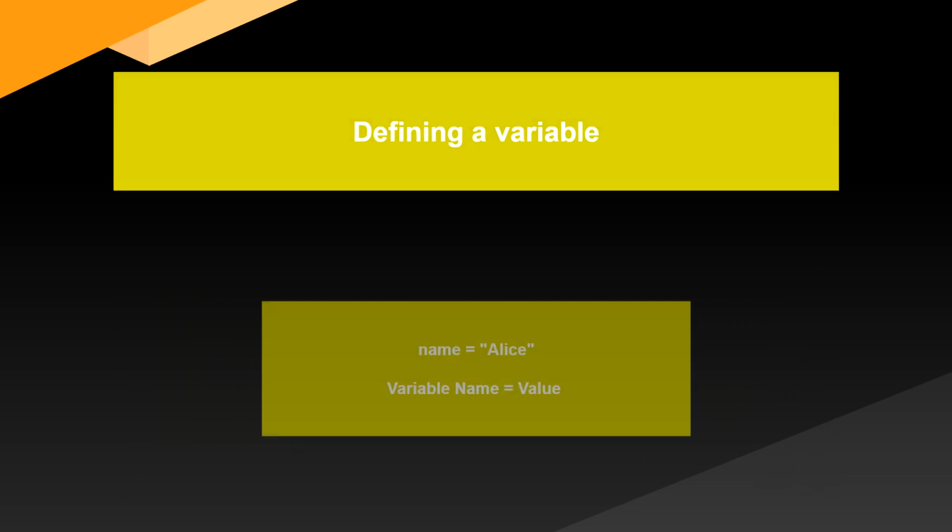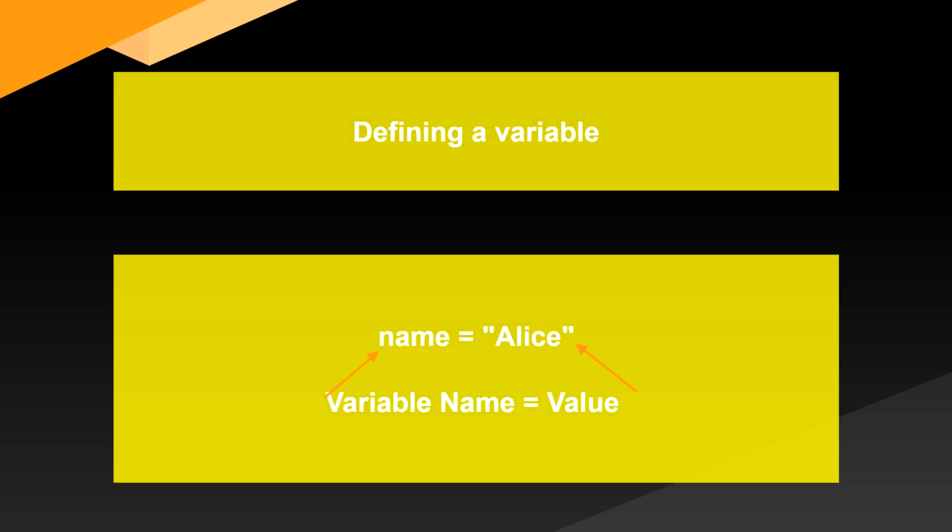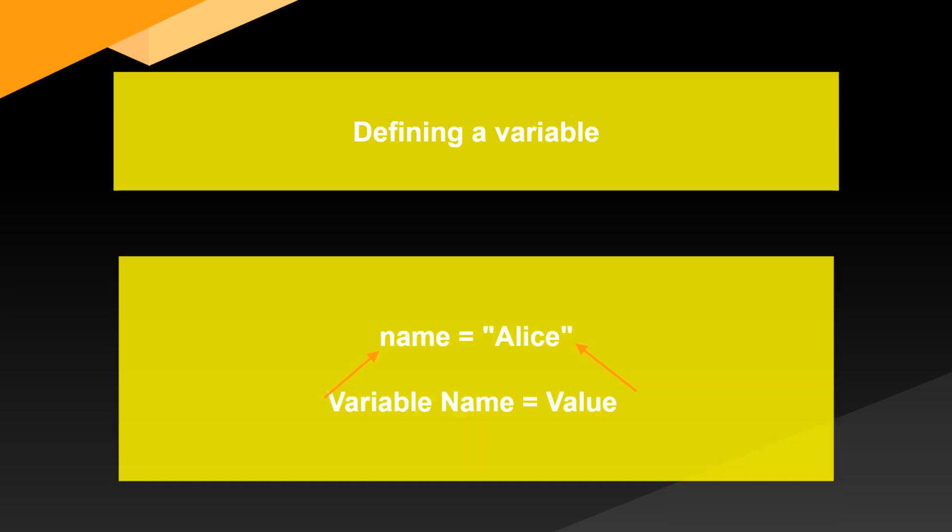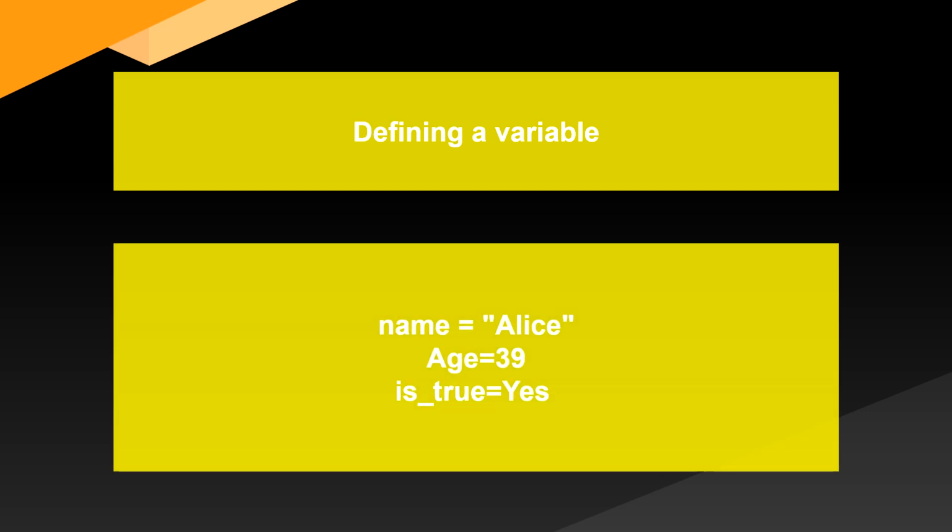Here's how to define a variable in Python. Choose a name that makes sense for what you're storing. Use the assignment operator equals to store a value in the variable. Value could be a number, string, or any other type of data you want to store.